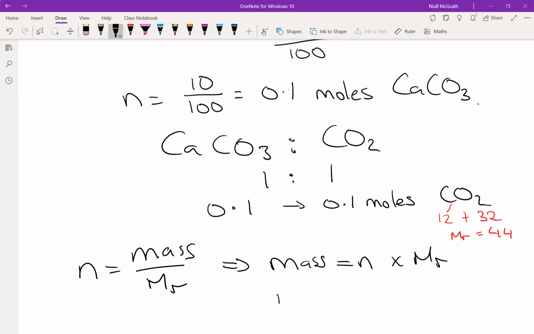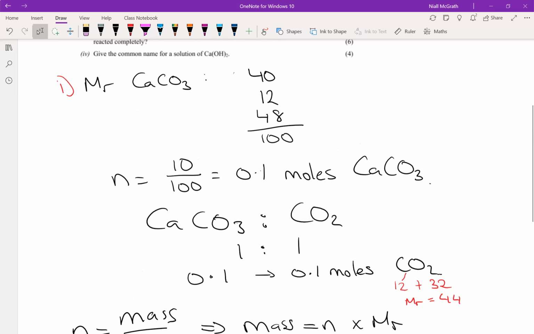So our mass is going to be 0.1 multiplied by 44. So our mass is equal to 4.4 grams of CO2. Right, and that's the answer that we were looking for. Okay, so that's part 1 of the question done.